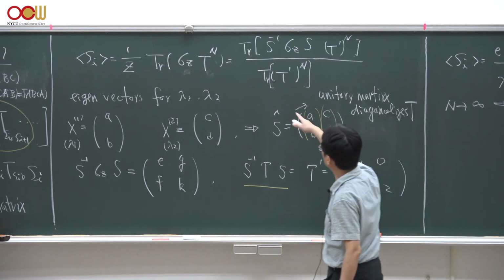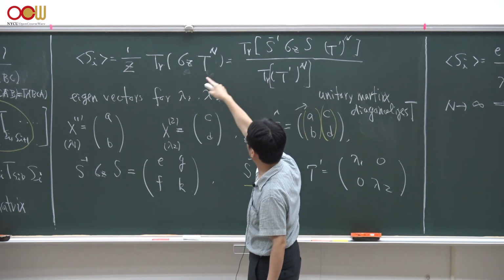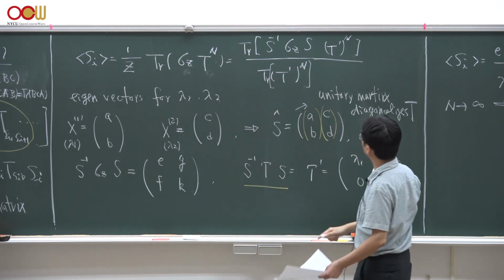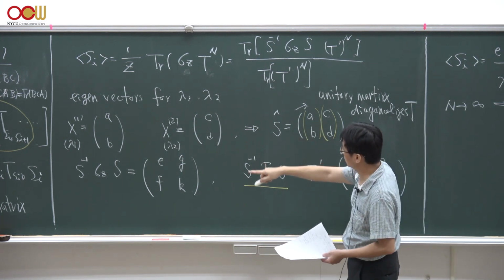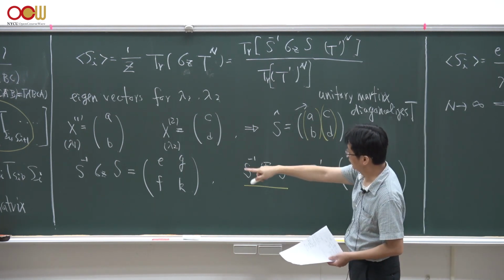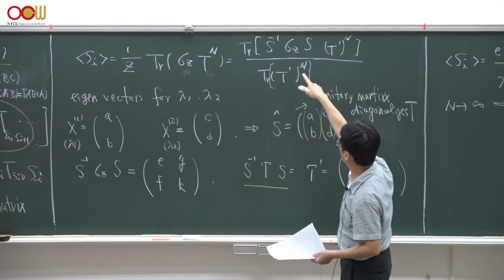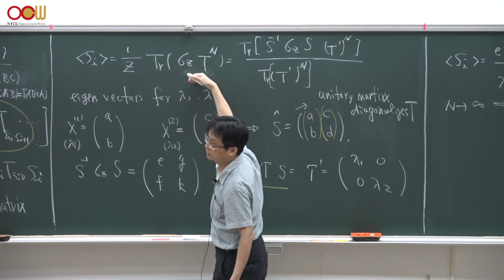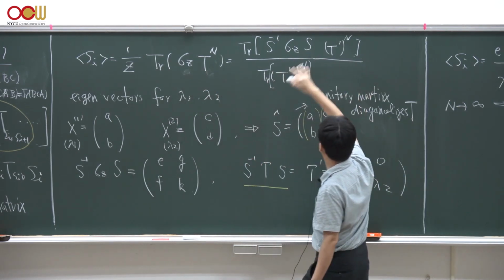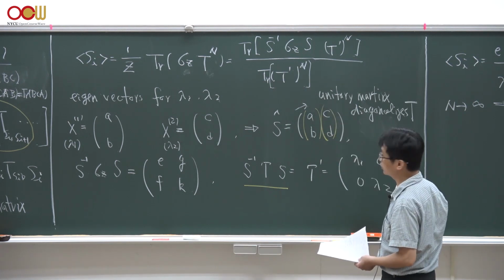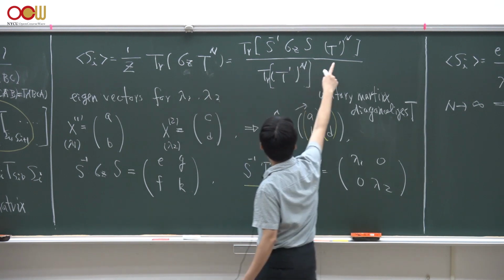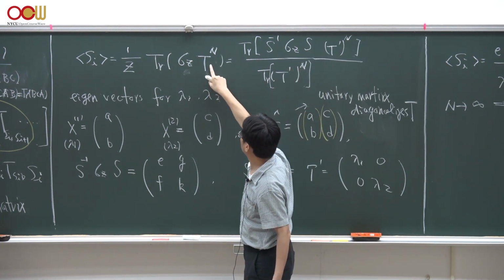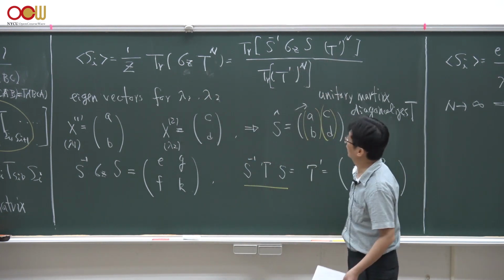So now we could use that trick to rewrite this trace when this T is diagonalized. Namely, we could use this unitary transformation, inverse S, acting inside of the trace, and it will transform all the matrices inside the trace. But this T will become T prime, and since we have n-th power of T, this is T prime to the power of n.